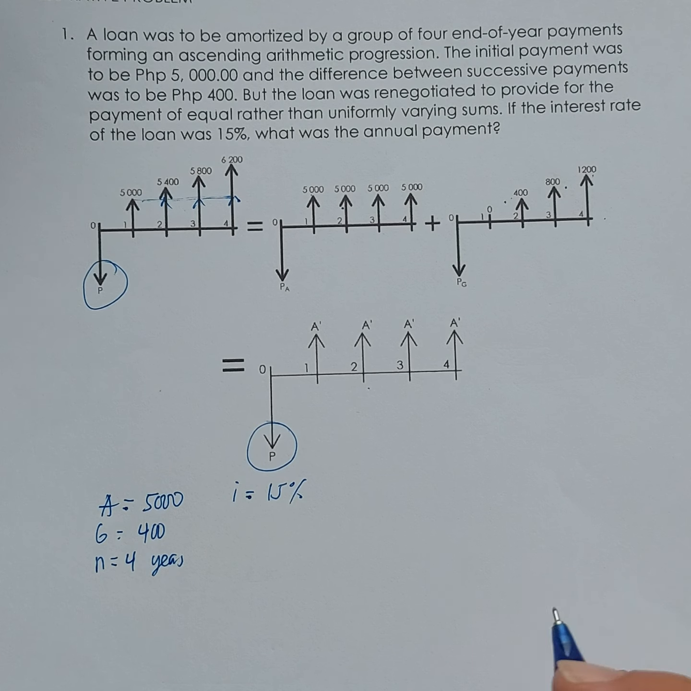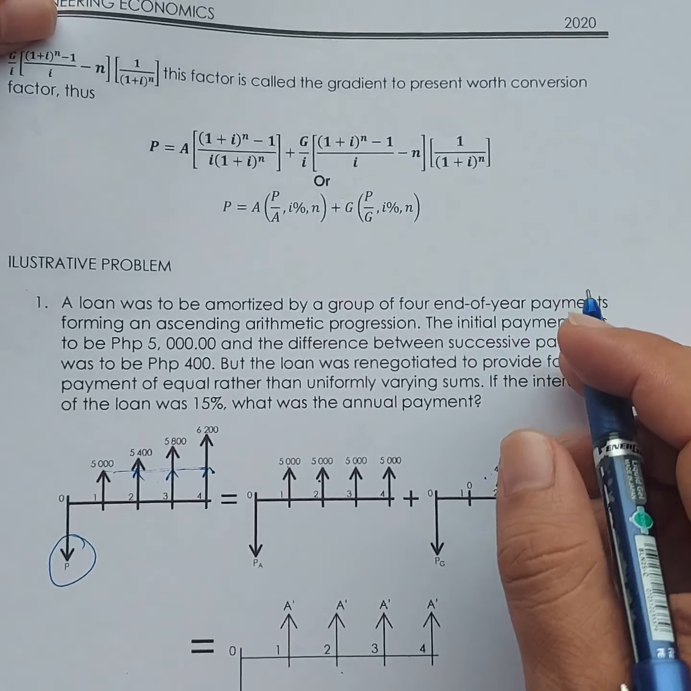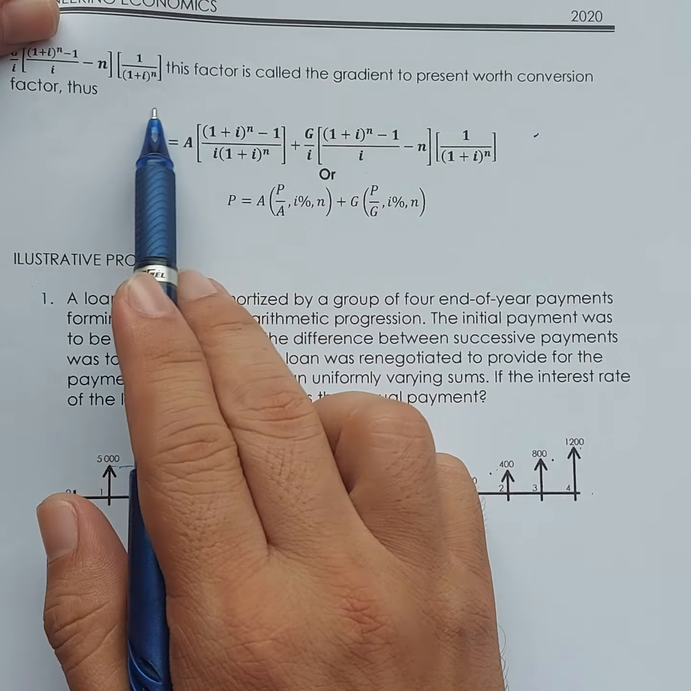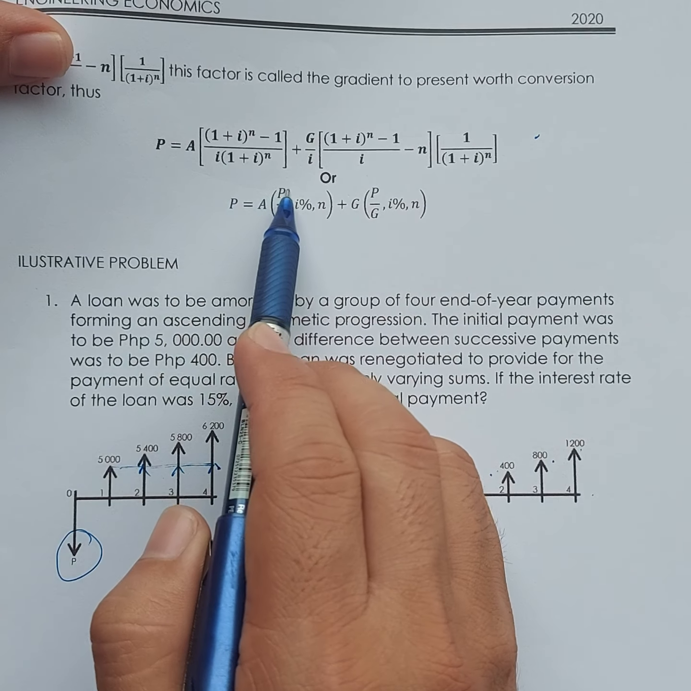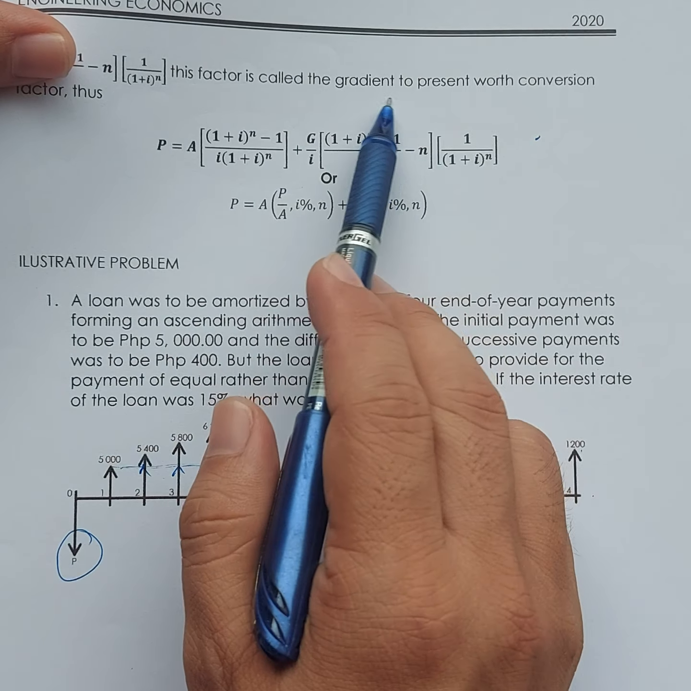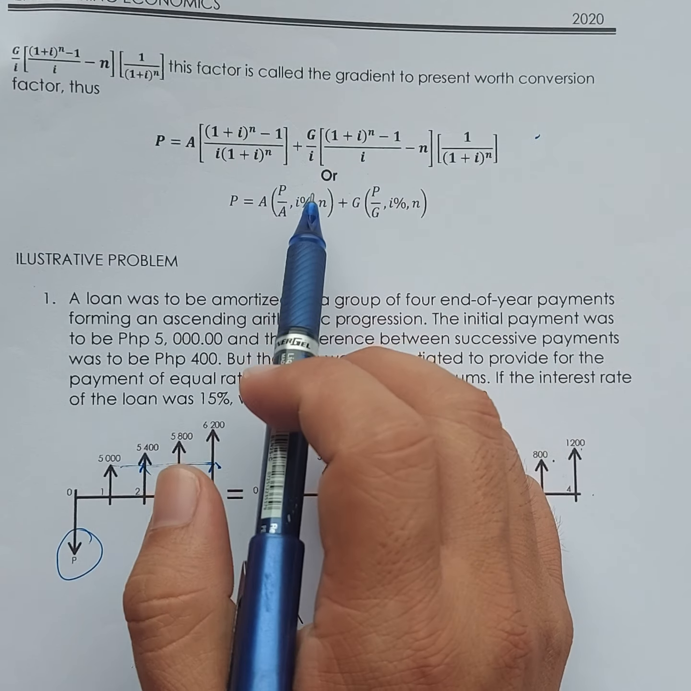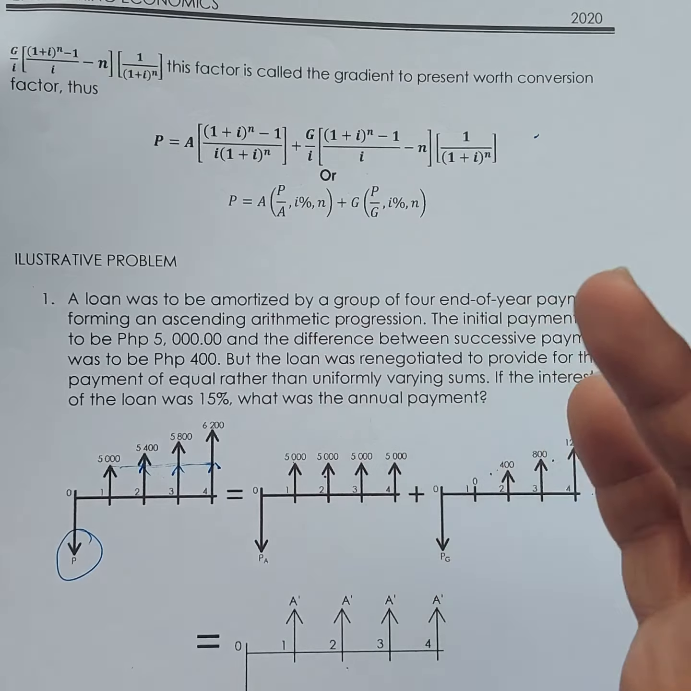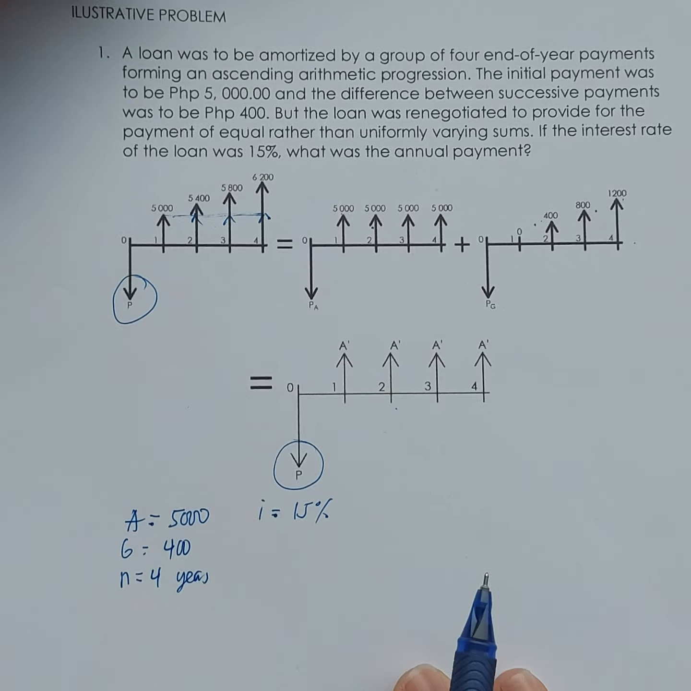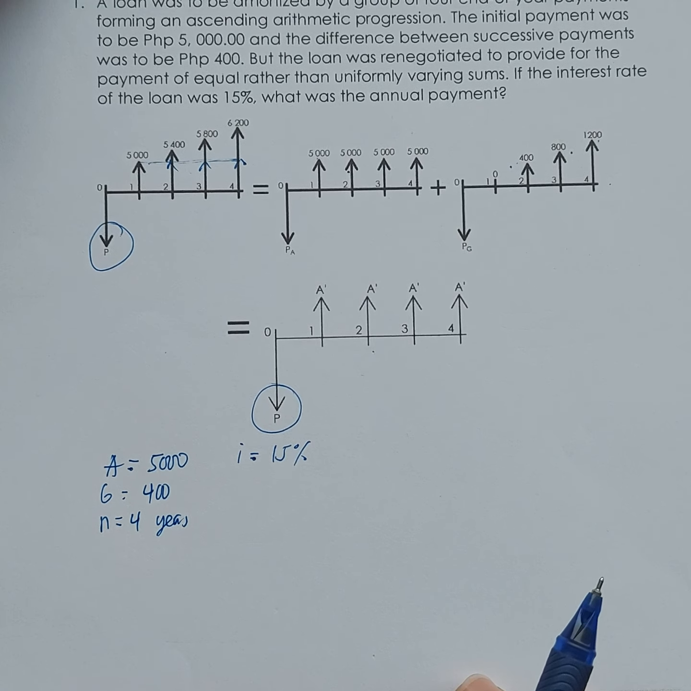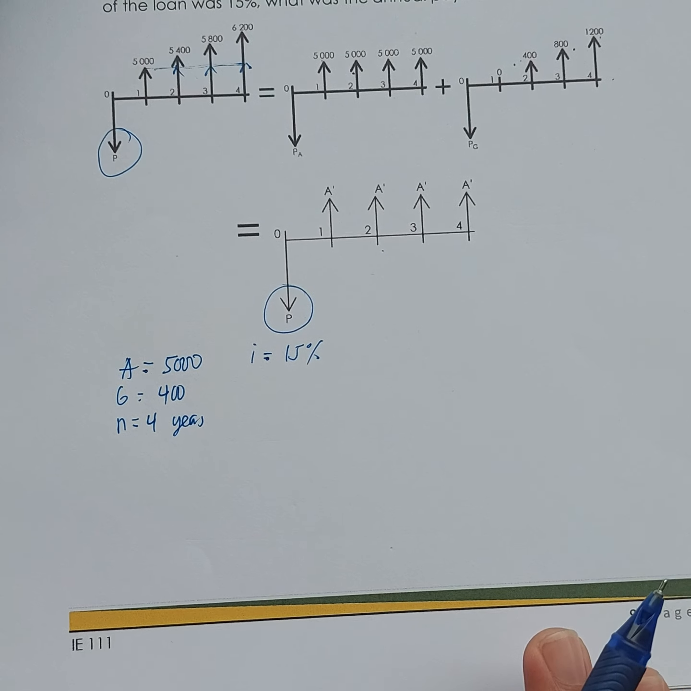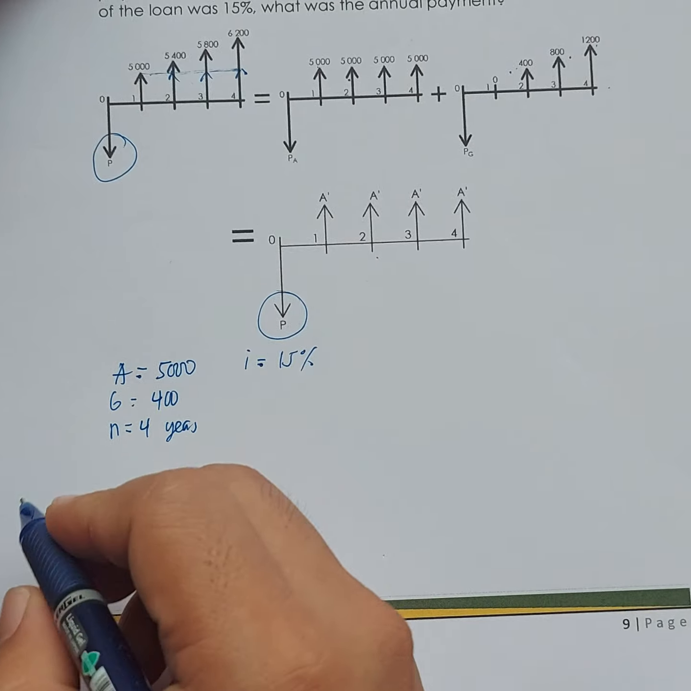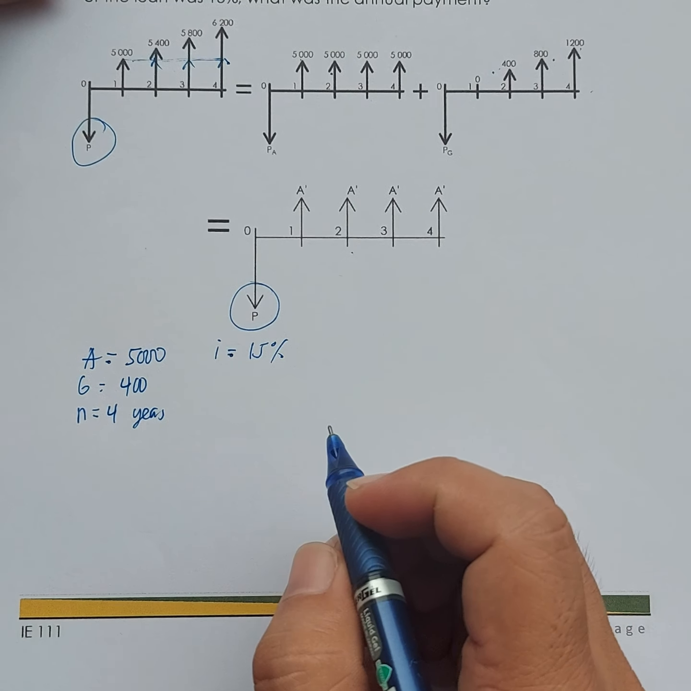This is our formula, if you can remember. This is PA, and this is PG. The derivation is on the preceding page. Adding them is equivalent to the present worth of the payments. Let's substitute the given values.